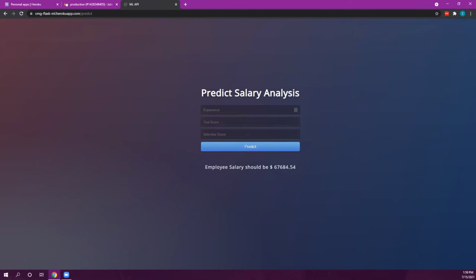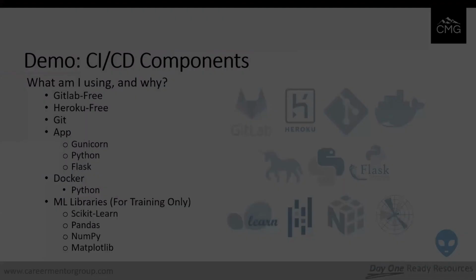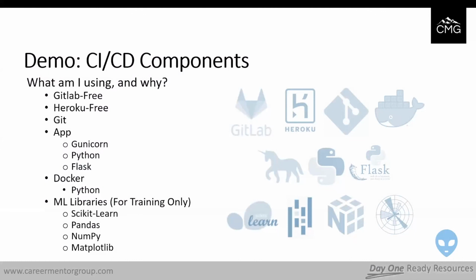All right, so back over to the PowerPoint here. So that is how you deploy a machine learning model with GitLab and Heroku. To recap this machine learning setup, we're using the free version of GitLab and Heroku.